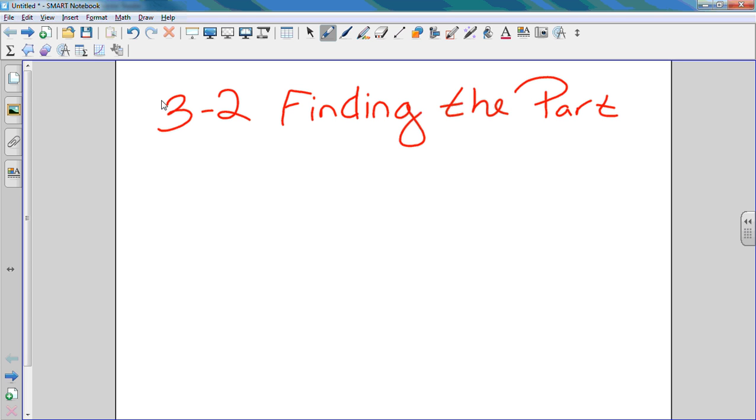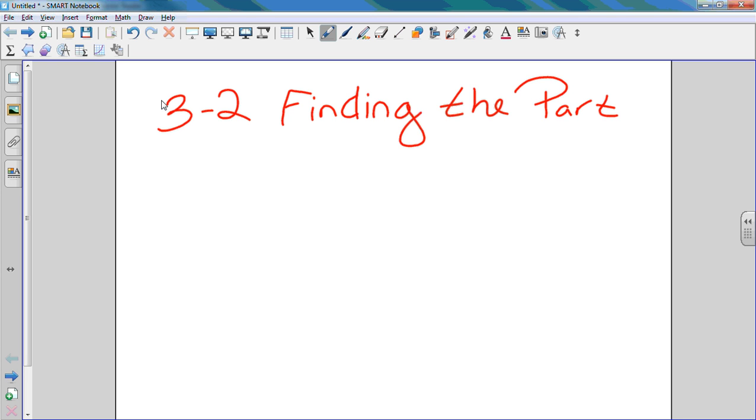Okay? Or a portion. Or, like, a description would be, you don't eat the whole pan of brownies, you eat a part of the brownie. Okay? You might eat half of it. You might eat, you know, a fourth of it, but you eat a piece of it. It's a part. Now, finding that part.